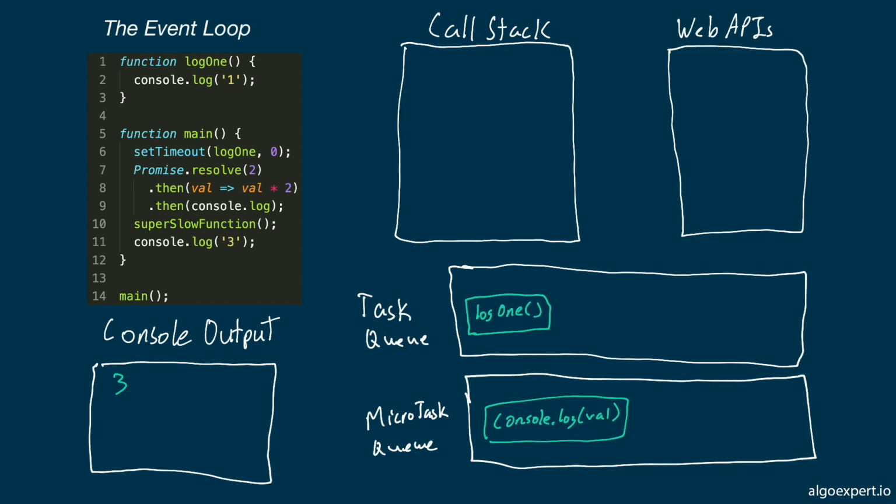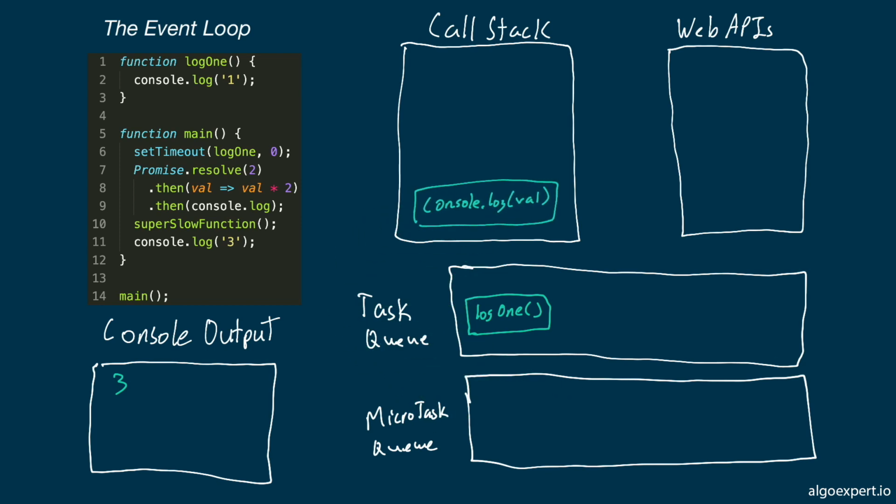In this case, we still have a microtask though, so we move the console log from the microtask queue onto the call stack. So even though this microtask was added far later than the task in the task queue, the microtask queue must be emptied out first. This console log will take in the value from the promise, so we end up logging out 4. This logs out to the console just like normal, and we are able to pop it off of the call stack.